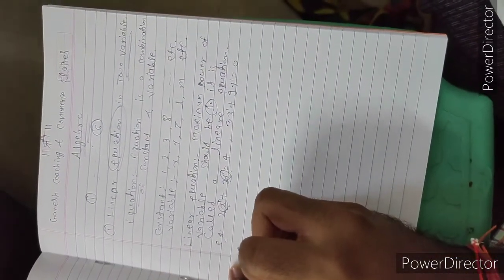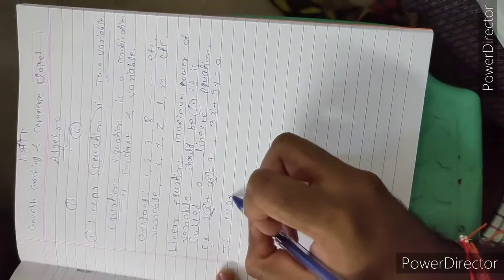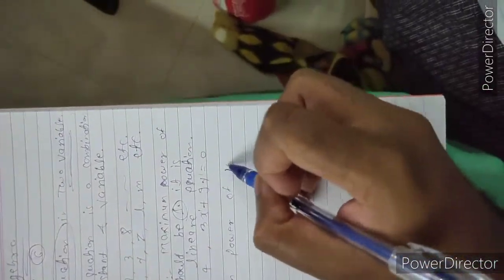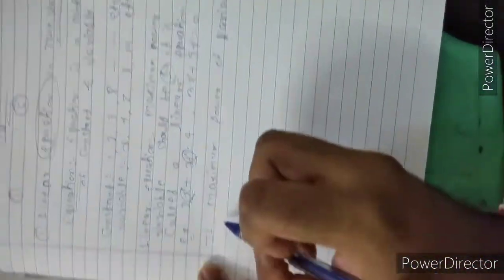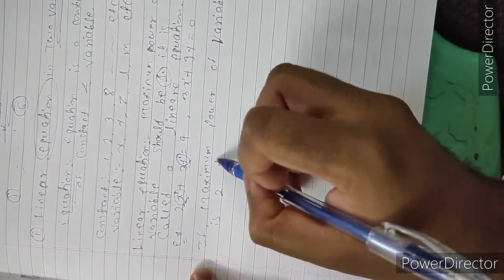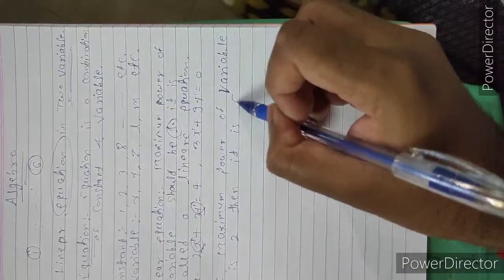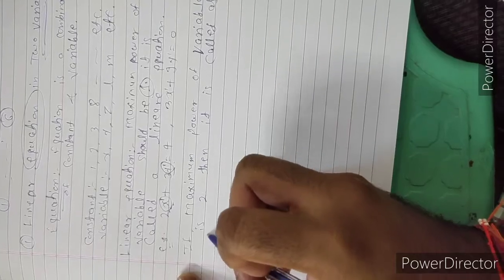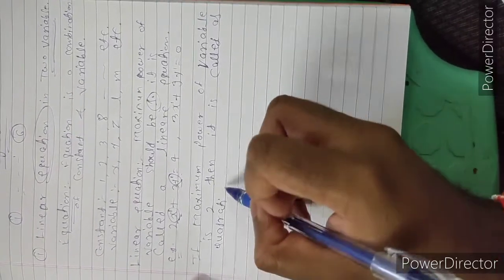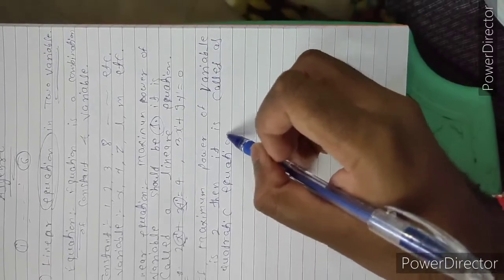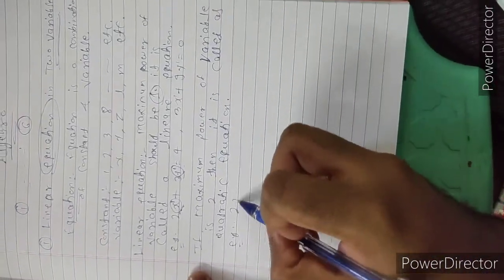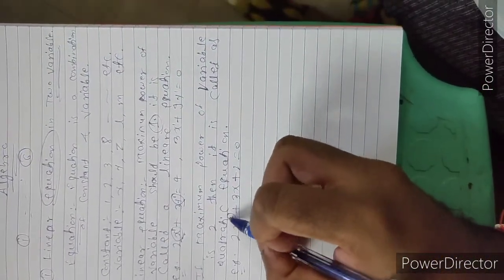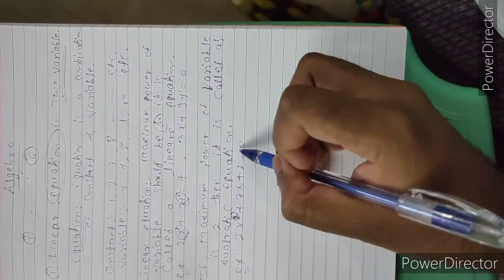Third one, if the maximum power of variable is 2, then it is called a quadratic equation. For example, 2x square plus 3x plus 2 is equal to 0. See here, the variable power is 2, so it is called a quadratic equation.